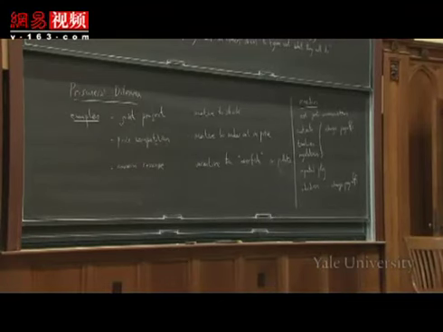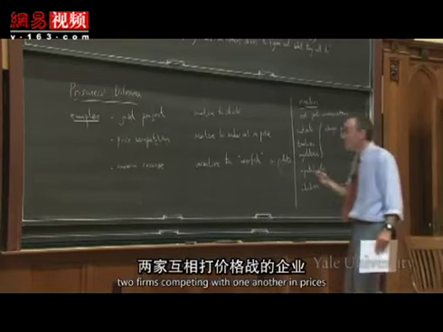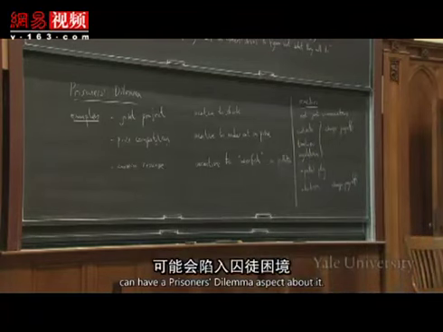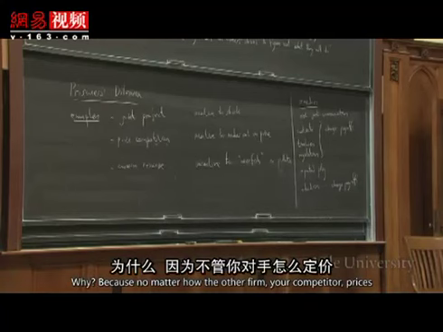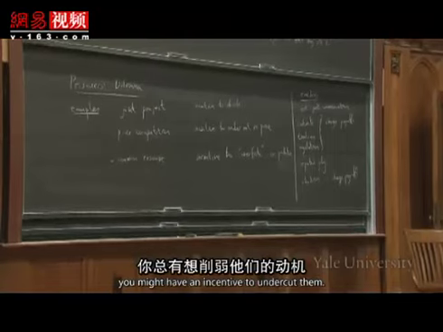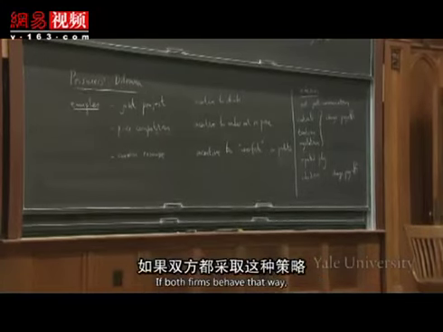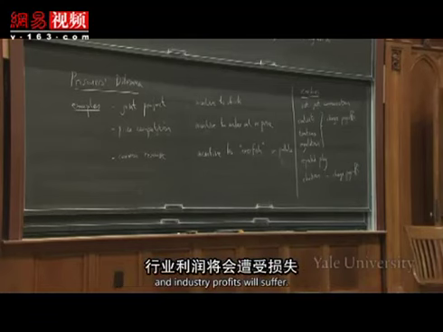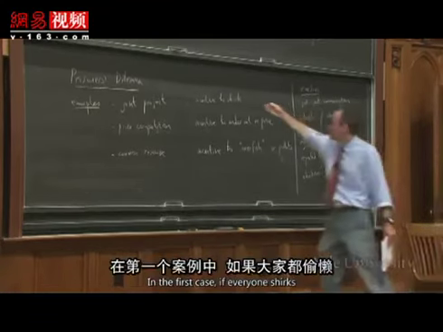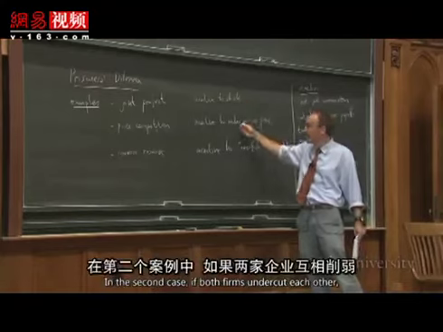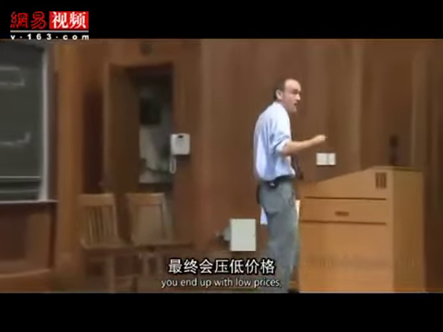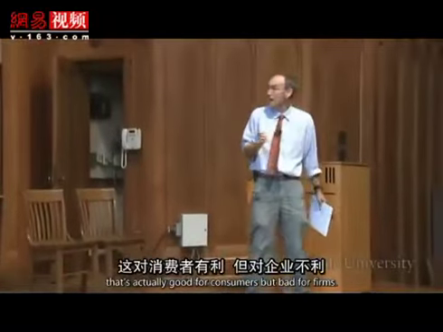All right? Price competition. Two firms competing with one another in prices can have a prisoner's dilemma aspect about it. Why? Because no matter how the other firm, your competitor, prices, you might have an incentive to undercut them. If both firms behave that way, prices will get driven down towards marginal cost and industry profits will suffer. In the first case, if everyone shirks, you end up with a bad product. In the second case, if both firms undercut each other, you end up with low prices that's actually good for consumers, but bad for firms.